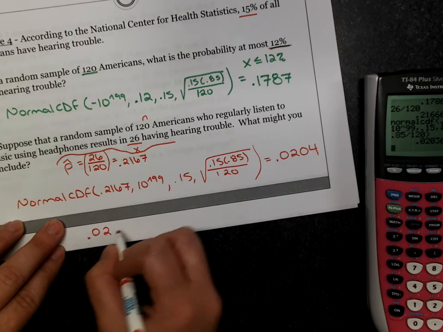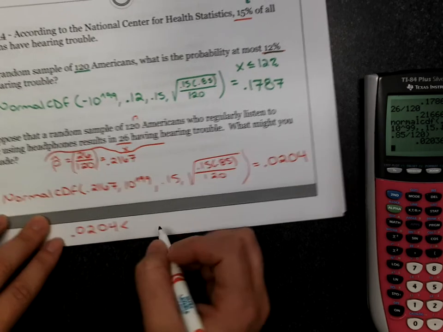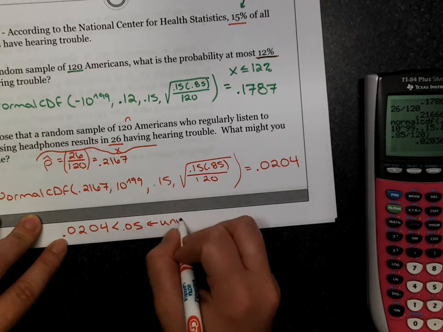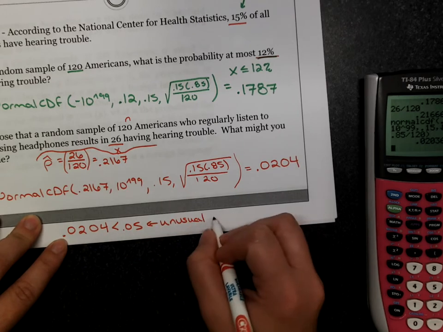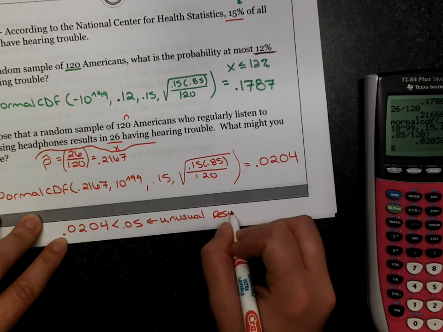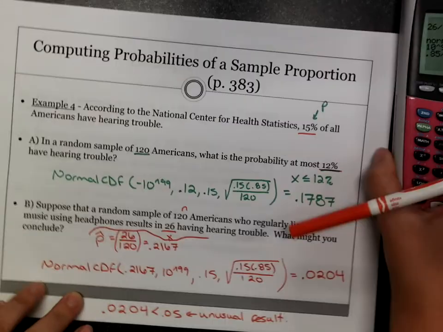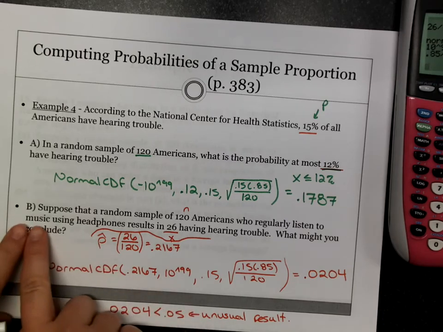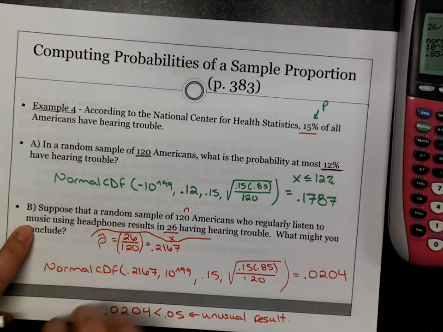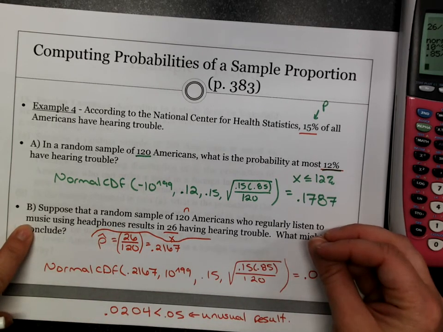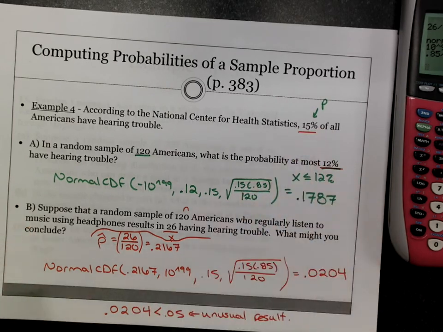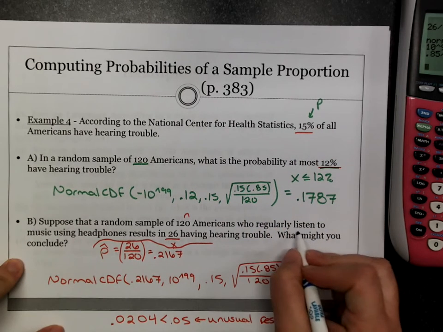Well, 0.0204 is less than 0.05. So that means that we have an unusual result. And the book talks about different conclusions. I would conclude one of two things. Either listening to music with headphones severely increases your chance of having hearing trouble, or this number is too small. So it just depends on what you're arguing for.